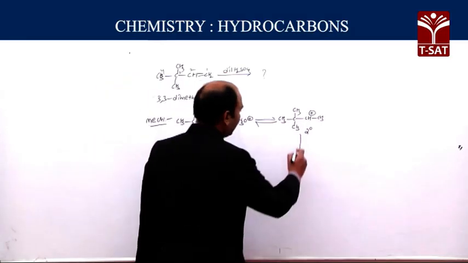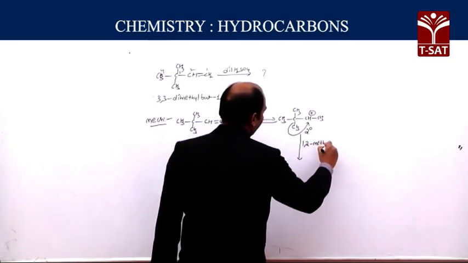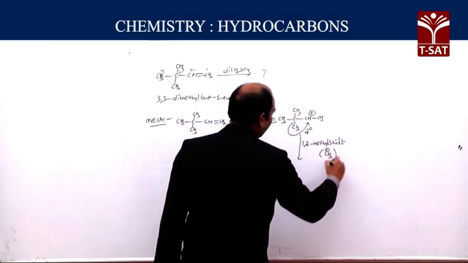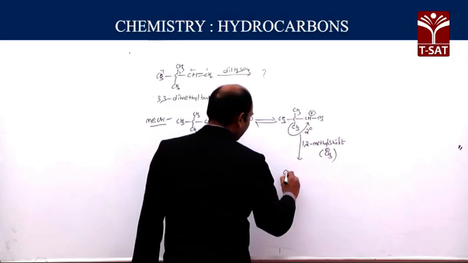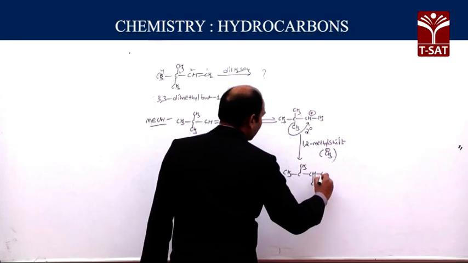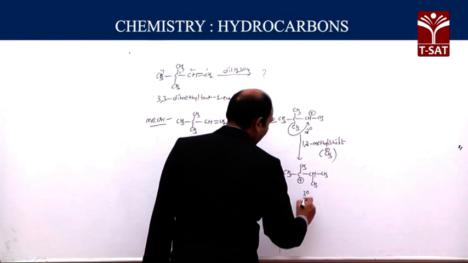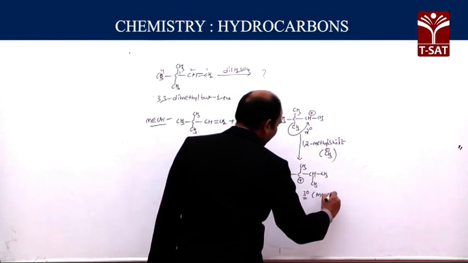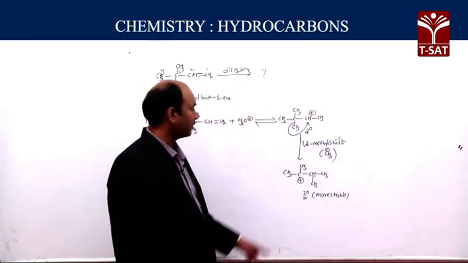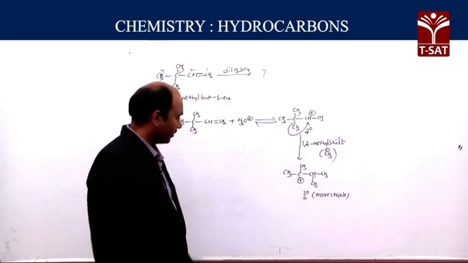In this one, what is happening here? A 1,2 methyl shift. This methyl is shifting in the form of CH3 minus. So what we get here is CH3, CH3, this is CH3, this is a carbocation. This is a tertiary carbocation, and it is more stable. Actually the secondary carbocation is also stable, but in this reaction, when compared to the secondary carbocation, the tertiary carbocation is more stable. Therefore a 1,2 methyl shift takes place.